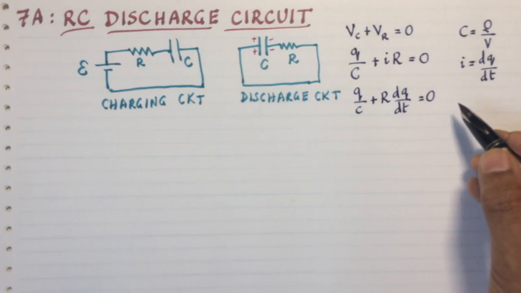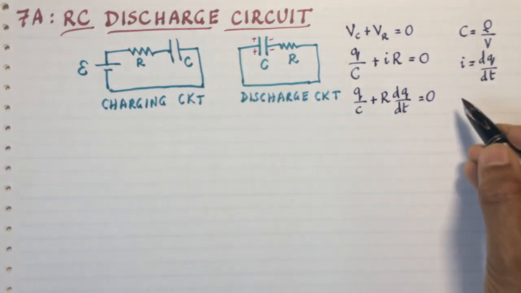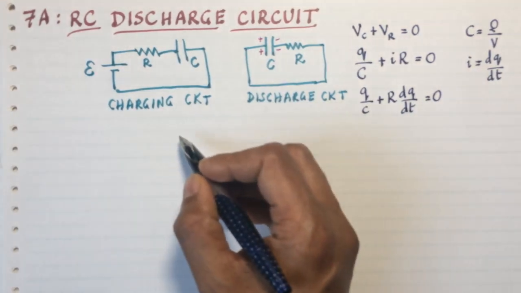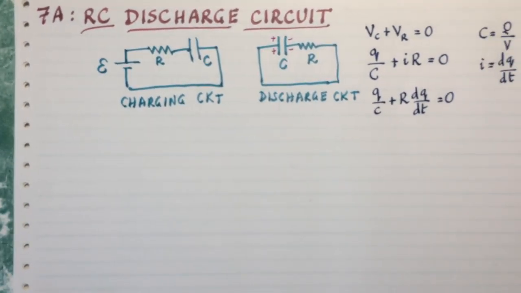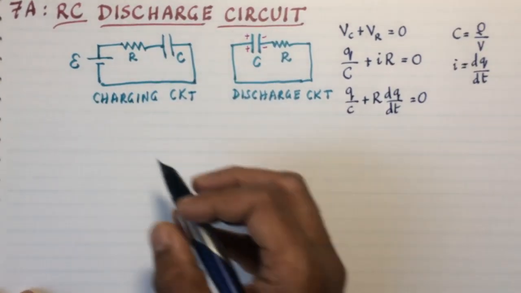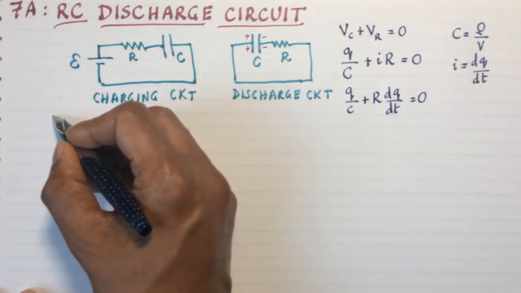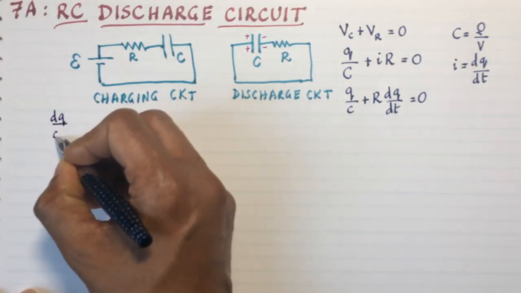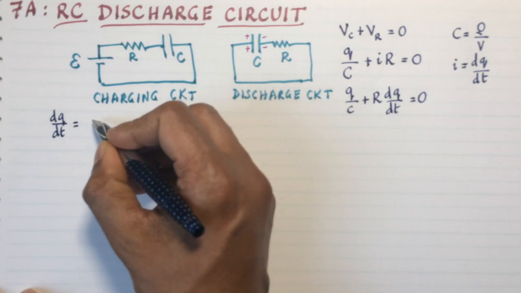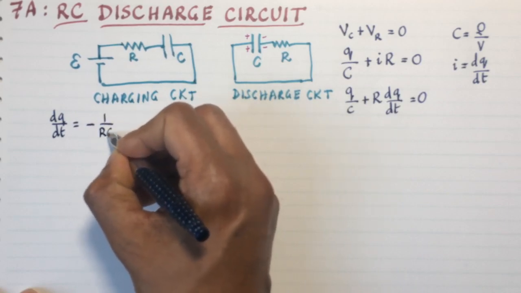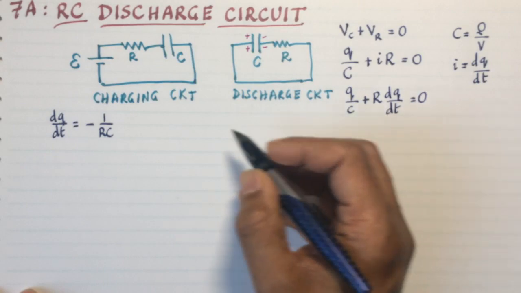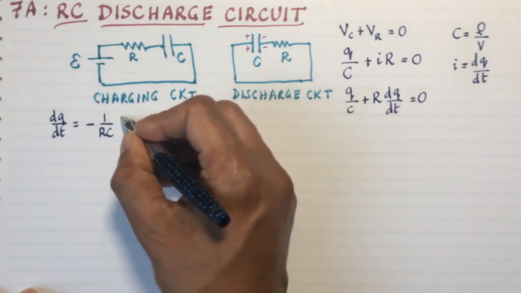So what I'll do is I'll move everything to the other side. So I'll get dq by dt is equal to negative 1 over RC, because I'm taking the R also to the other side, times q.